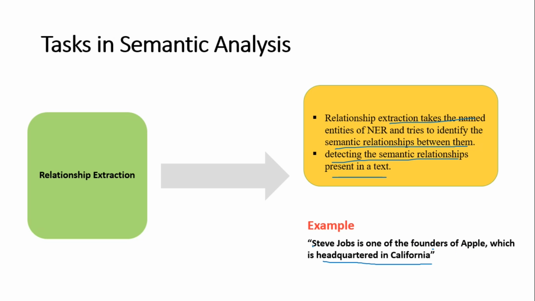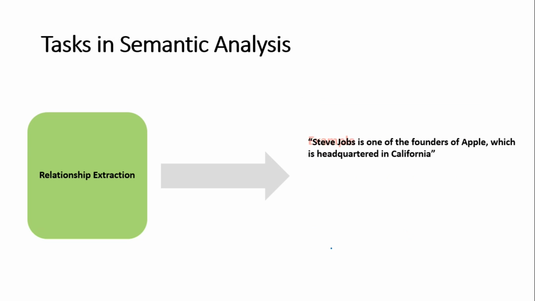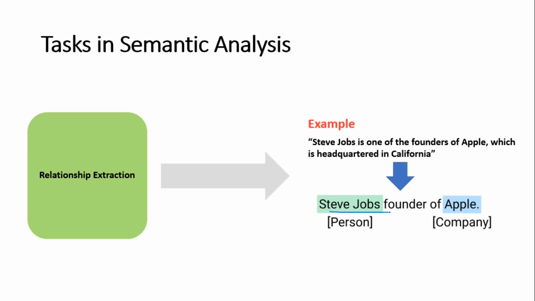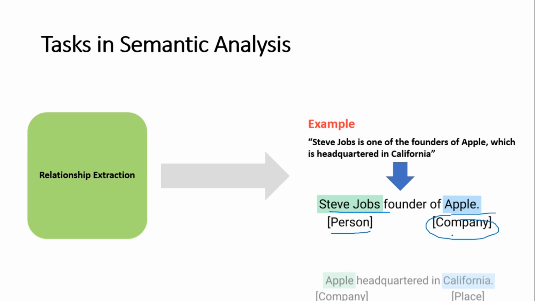Steve Jobs and Apple, the relationship between them is that he's the founder of Apple. If you talk about Apple and California, then Apple is headquartered in California. So these are the two relationships that we can look for in this text. So let's see. Steve Jobs is tagged as a person, and Apple will be tagged as a company.